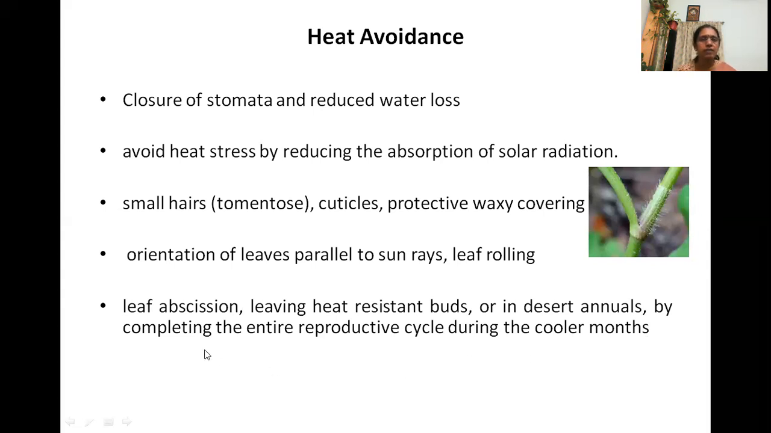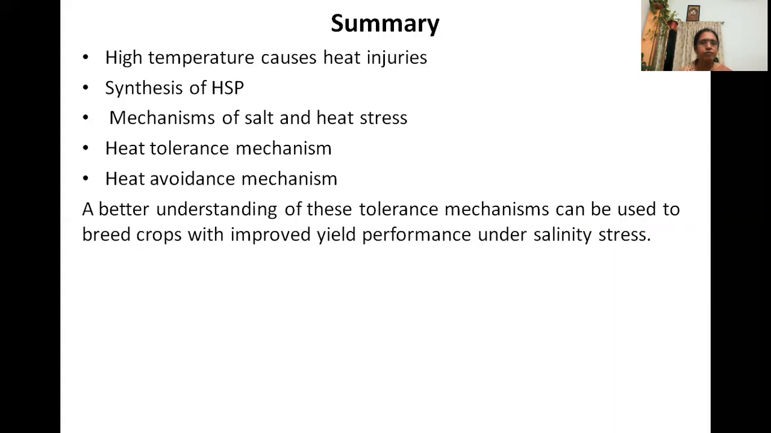Especially in desert plants, many plants complete their entire life cycle during the comparatively cooler time or cooler months, and during the very hot period they will be in the form of seeds or some resistant forms.